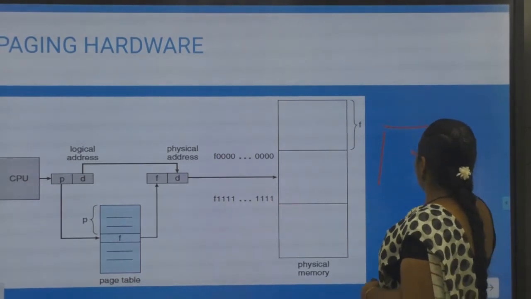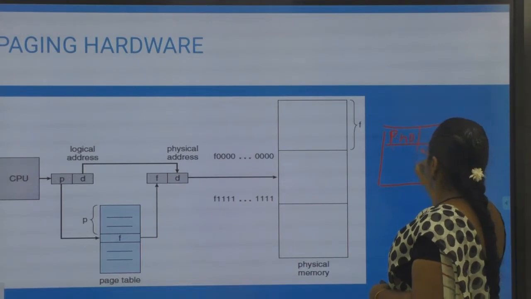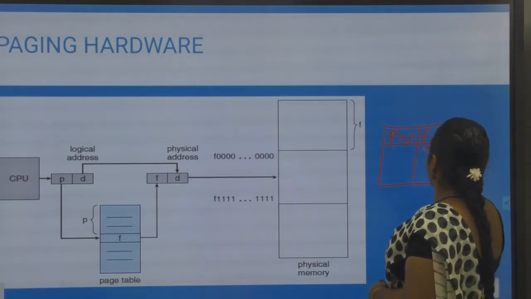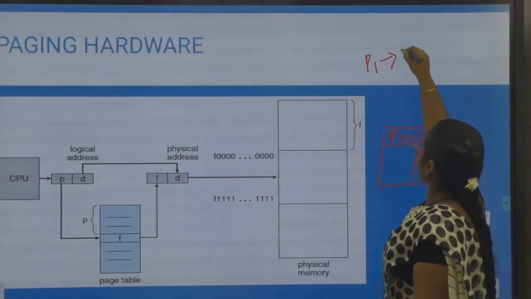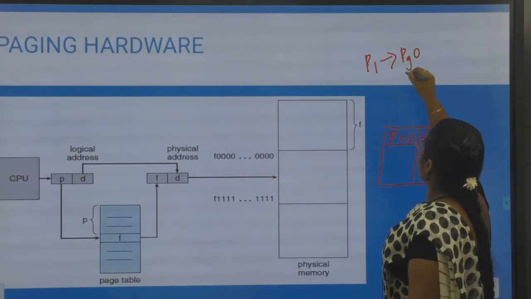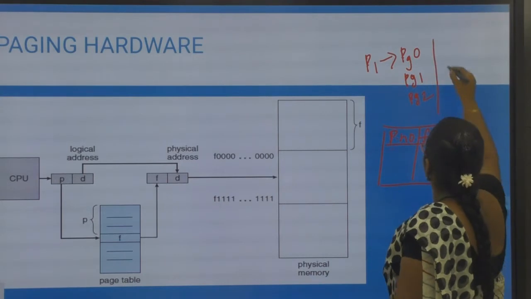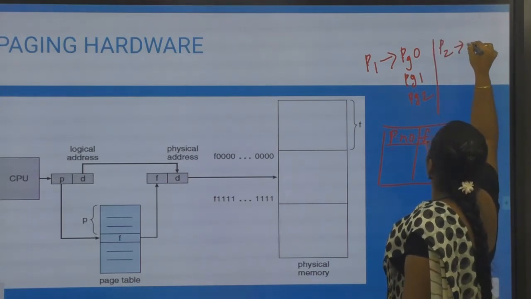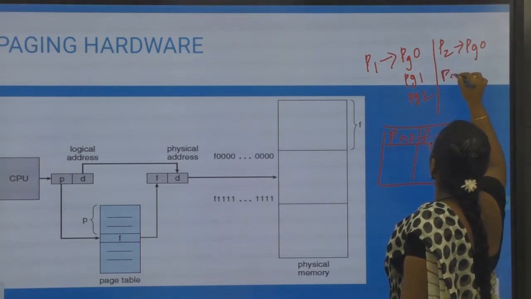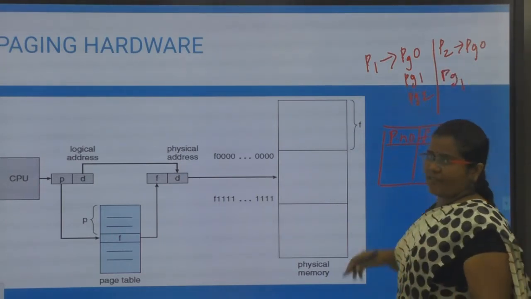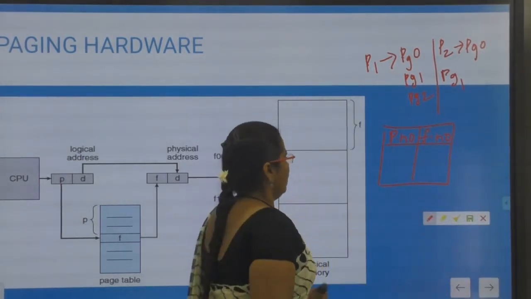Your page table contains 2 entries: one is the page number and the other is the frame number. Say for example my process P1 has page 0, page 1 and page 2, 3 pages, and I have one more process P2 with page 0 and page 1. So process 1 has 3 pages and process 2 has 2 pages, let us assume.